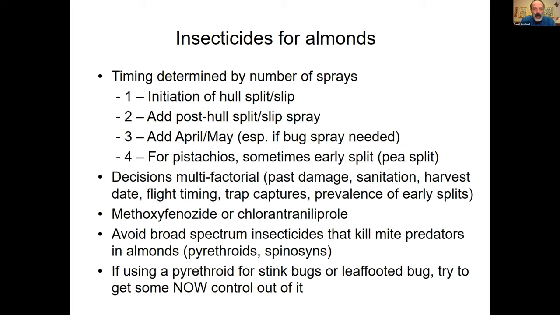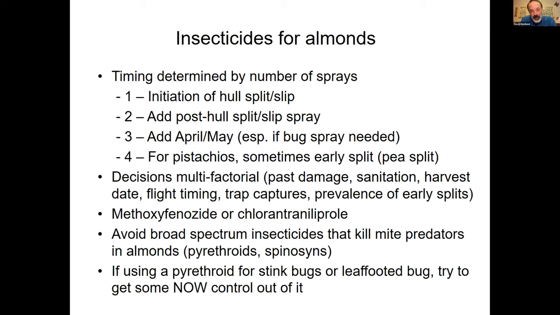So Intrepid and Altacor, those are the main products. Now, I'm going to put in here, avoid broad spectrum insecticides. And this comes back to the mite issue. I know there are a lot of people that try to put a Warrior or a Brigade, or generic versions of those, on to heat up their navel orangeworm spray. But please consider that whatever you do to try and heat up your navel orangeworm spray, I don't know how much it's heating it up anymore. And we know that that's the best recipe for blowing up mites. So I do not suggest pyrethroids at all in the hull split sprays in almonds.